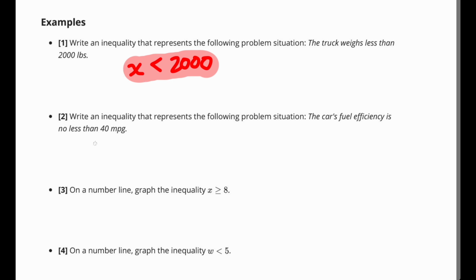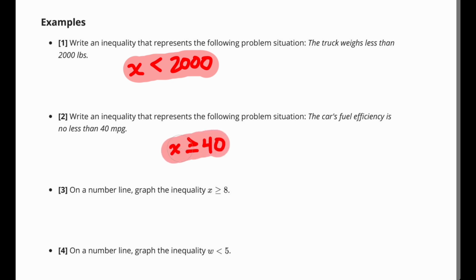So, all right, the next one. Write an inequality that represents the following problem solution. The car's fuel efficiency is no less than 40 miles per gallon. So it's no less. That means it does not get any less than that. It could be equal to it, though. So we're going to say x can be greater than or equal to 40 for this one. That's what no less basically means.